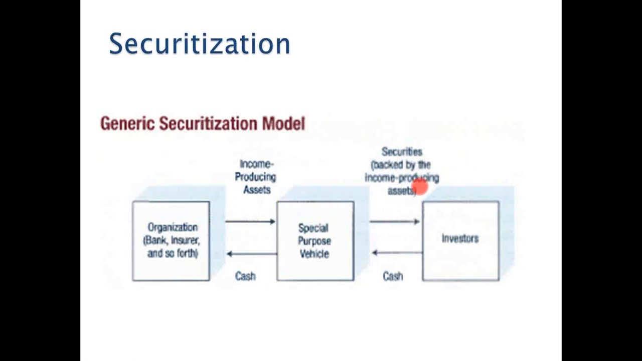What then happens is these securities are then sold to investors. Now these income-producing assets are considered securities, and they're backed by the income-producing assets. So these securities being sold are backed by the money being collected from the mortgage payers, and then the investors will purchase these, and they'll give cash to the special purpose vehicle, and then it makes its way back to the organization. So, from just a very basic sense, that's the understanding of that.